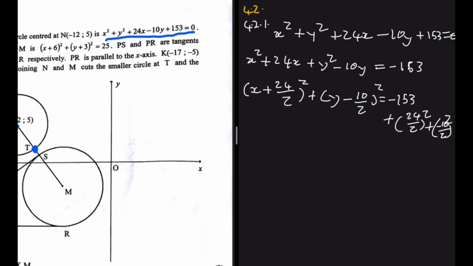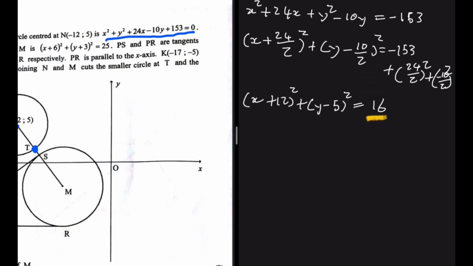So if we compute that, we're going to get x plus 12 squared plus y minus 5 squared is equal to 16, right? We're looking for the radius, right? So this 16 should be r squared. So we can say that r squared is equal to 16. So r is equal to 4. Right, that's relatively easy to see.